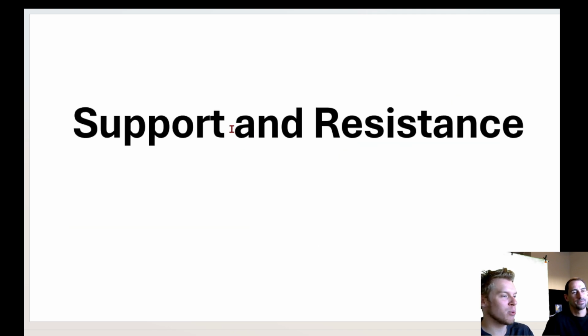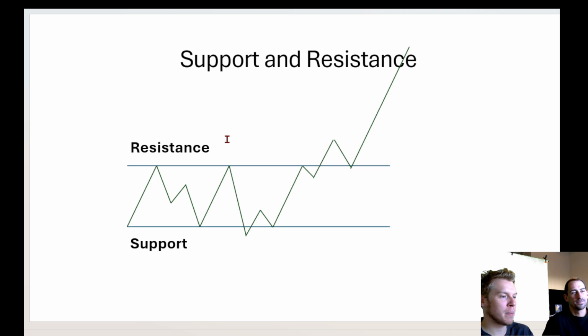Next topic is support and resistance. So a support is like a floor. It's like a lower level that the market bounces off of when it gets to it. Resistance is like an upper level. It's like a ceiling. And when the market goes up to the ceiling, it kind of bounces off the top of the ceiling. So that would be resistance.